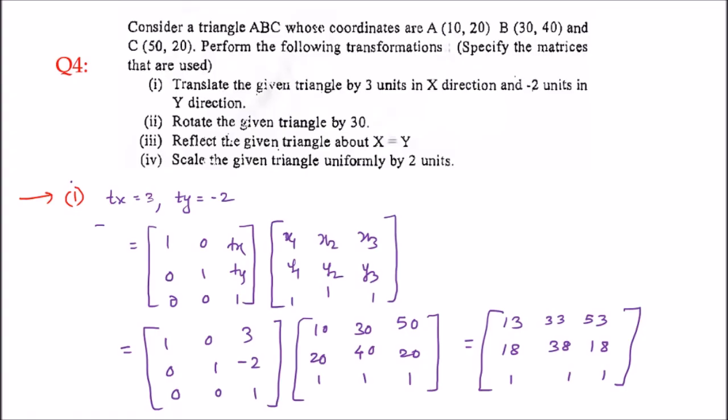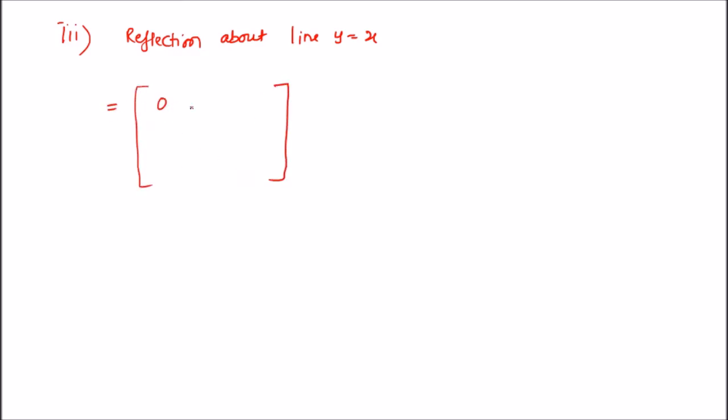Now third is reflect the given triangle about x equal to y. So we have to reflect the triangle about the line y equal to x. So we know the matrix for reflection about y equal to x. It is [0 1 0; 1 0 0; 0 0 1]. This matrix is multiplied by the coordinate matrix.